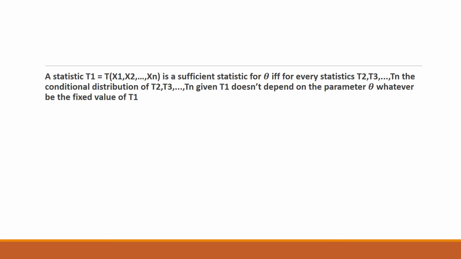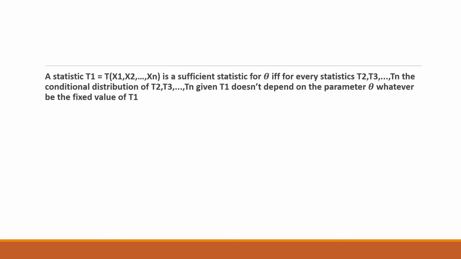He said, let x1, x2 to xn be a sample from a distribution whose density function is f of x, theta, where theta is an unknown parameter. A statistic T1 equal to T(x1, x2, all the way to xn) is a sufficient statistic for theta if and only if, for every statistic T2, T3 all the way to Tn, the conditional distribution of T2, T3 all the way to Tn given T1 doesn't depend on the parameter theta, whatever be the fixed value of T1.